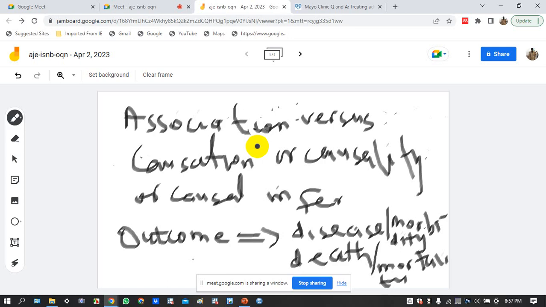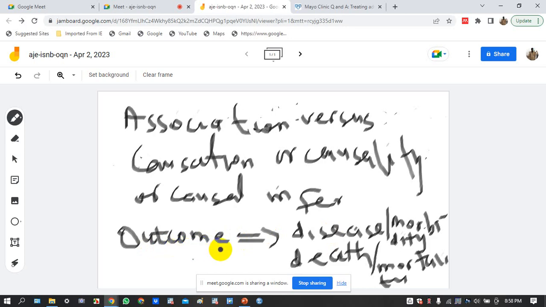Let me explain this one also. So all the explanations I've given are on causation or causal inference or causal relationship, because they lead to morbidity or mortality. Morbidity is the same as disease, mortality is the same as death, and they are the outcome of a research or outcome of a scientific research.